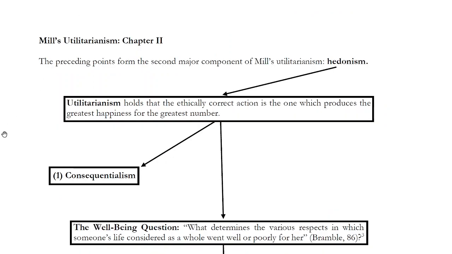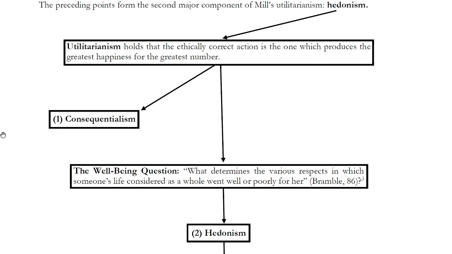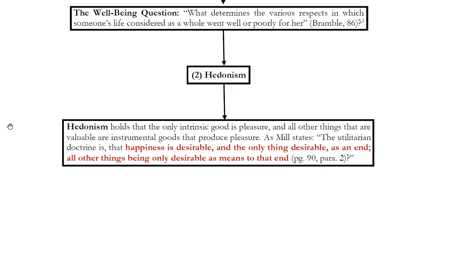Now, to sum up all these points, what I've explained in this video is a second aspect of utilitarianism. So we saw the first aspect, which is consequentialism. All actions are valued ultimately for their consequences. Then we said what makes a consequence go well. We're asking the well-being question, right? We're asking the question, what is it that makes a human being's life go well? And this leads to the second aspect of utilitarianism, which is called hedonism. So hedonism holds that the only intrinsic good is pleasure, and all other things are valuable as instrumental goods that produce pleasure. Again, the way Mill puts it, happiness is desirable, and the only thing desirable as an end, all other things being only desirable as means to that end.